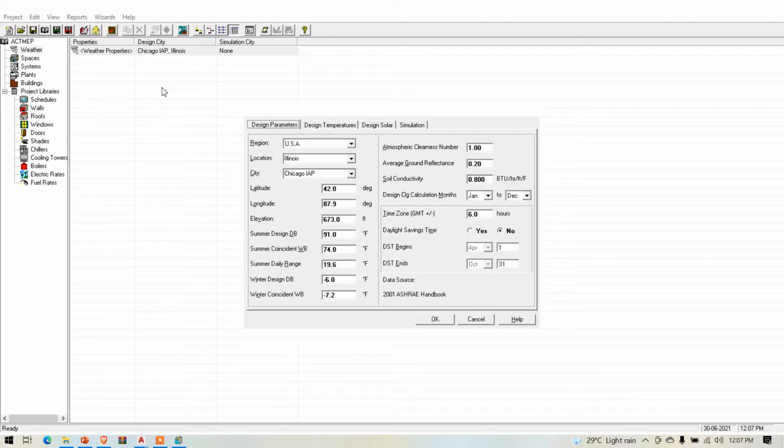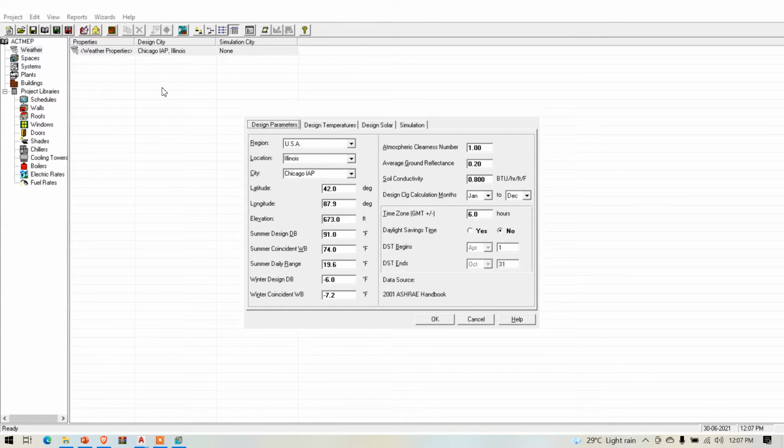But here, since it is in a software, we need not calculate any psychrometric chart values or any other values. The only thing is you have to select your city. Once you select the city, automatically the software is going to take the entire dry bulb temperatures, wet bulb temperatures, all the values.